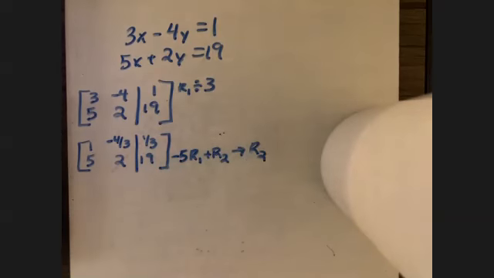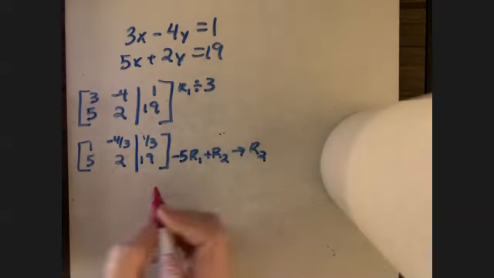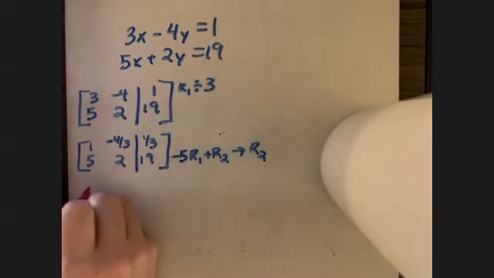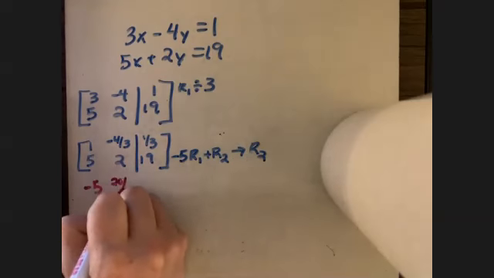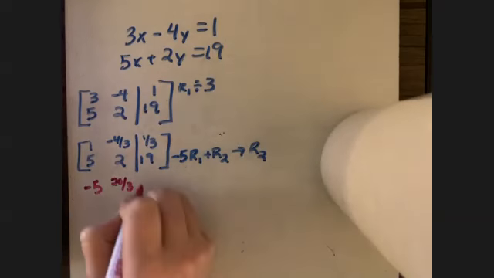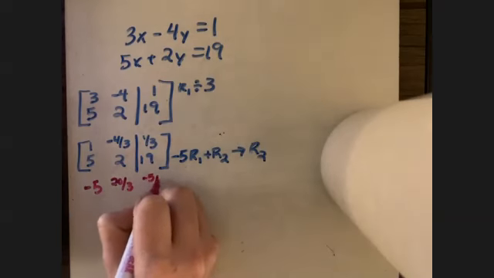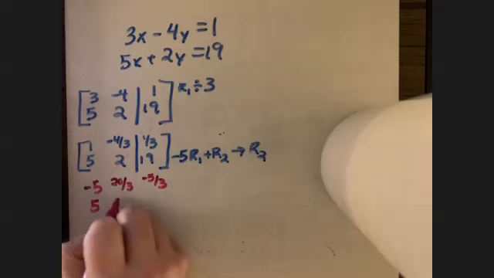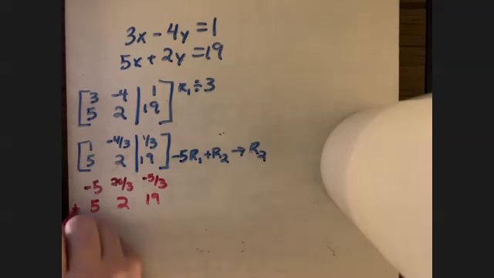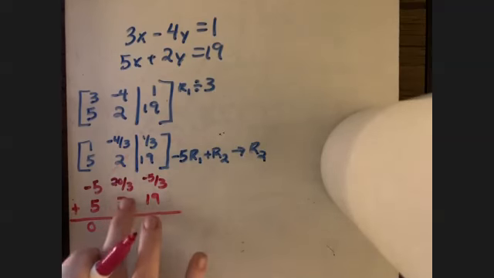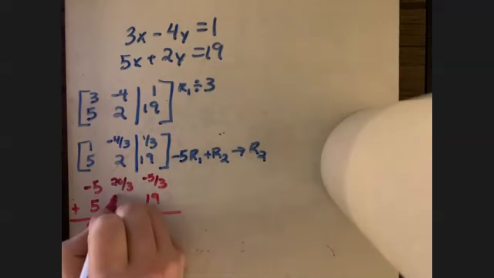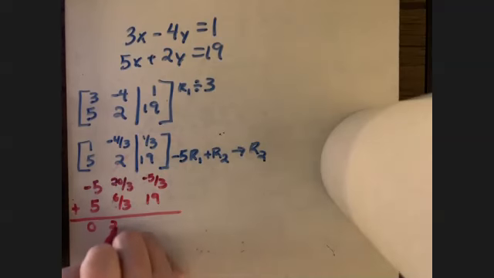Now, when I do this math, okay, guys, I never try to do all this math straight in my head or anything like that. So I'm going to write down what that is here. So that is going to be negative 5, 20/3 and negative 5/3. And then I'm going to have 5, 2, and 19. And I'm going to add these together. So it's going to be 0. Let's see. Instead of 2, that's going to be 6/3. So that's going to be 26/3.